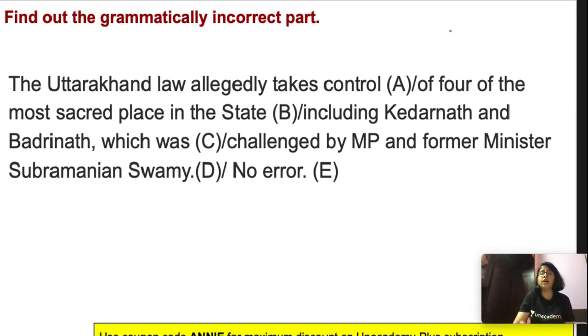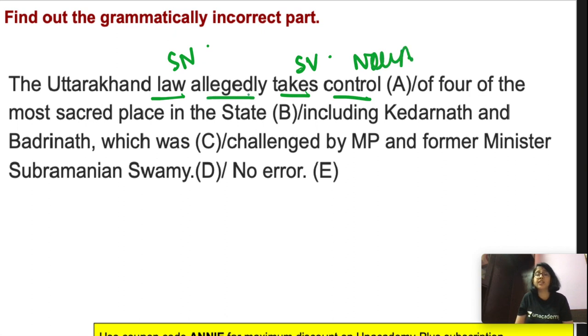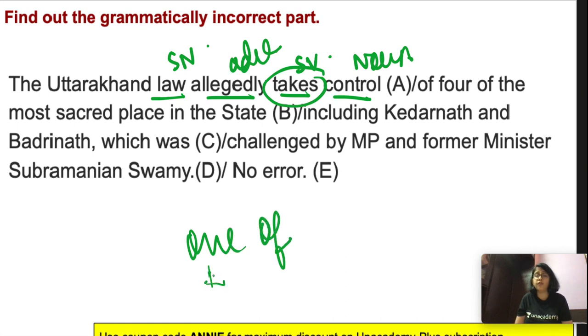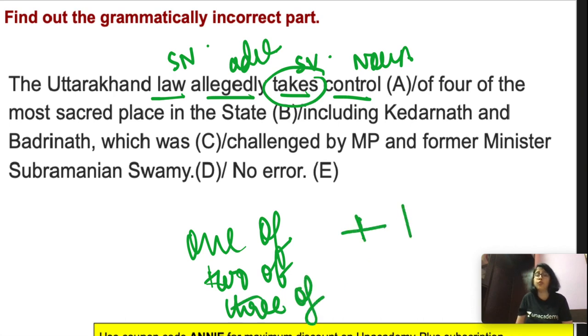Next, the Uttarakhand law allegedly takes control. So law is a singular noun, takes is a singular verb, takes what? Control. Control is a noun. Allegedly is an adverb modifying the verb takes. Okay, takes control of 4 of the most sacred. So whenever we use 1 of, 2 of, 3 of, many of, few of, we always have to use a plural noun. Okay, so place is incorrect.